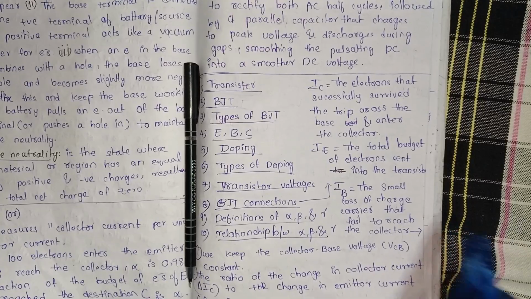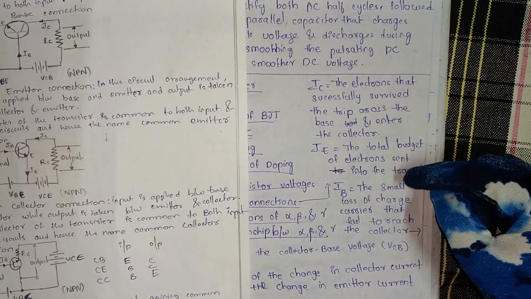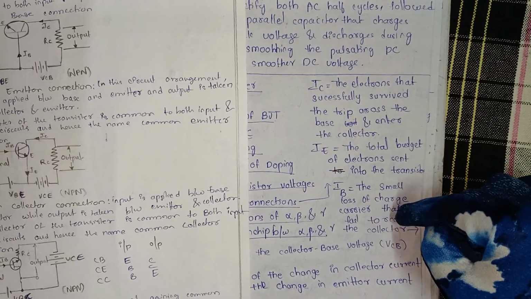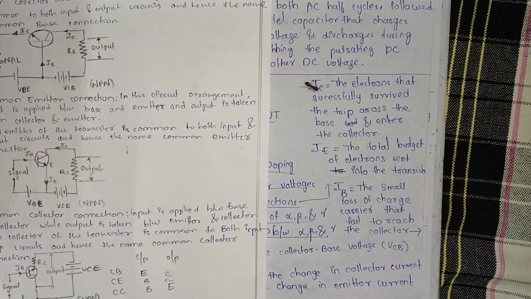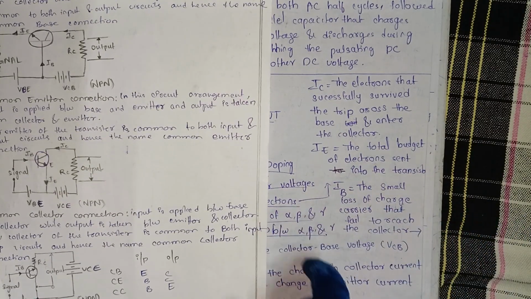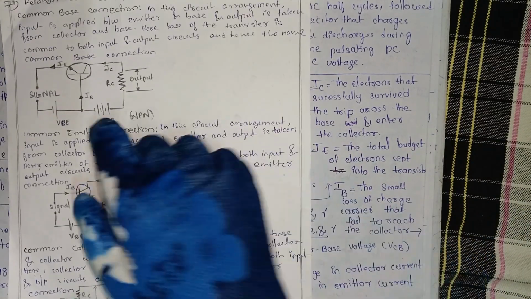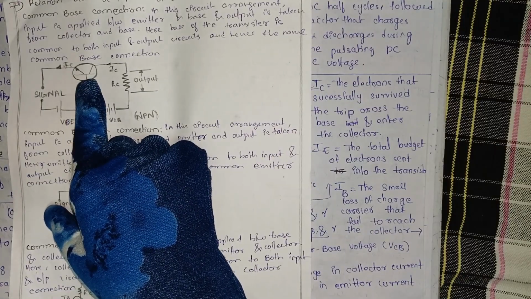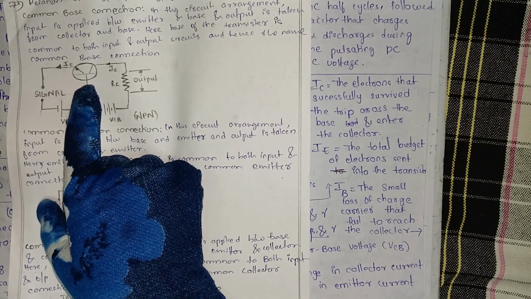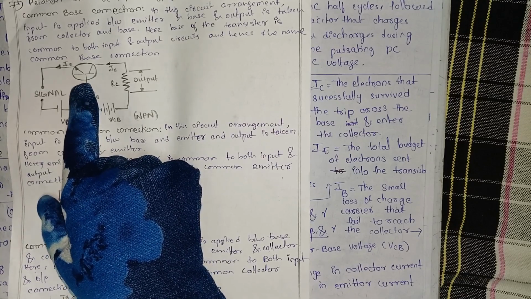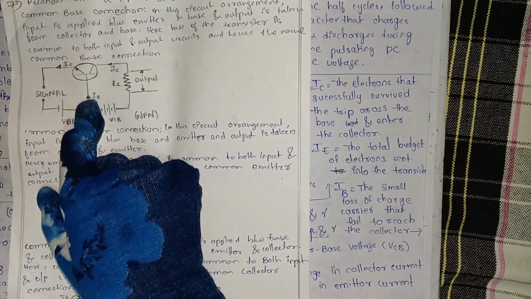So here we have to understand it. The small loss of charge carriers that fail to reach the collector, which means here the loss of electron charge carriers occurs at the base terminal, that failed to reach the collector and instead exit through the base.